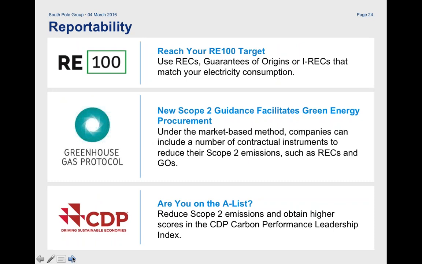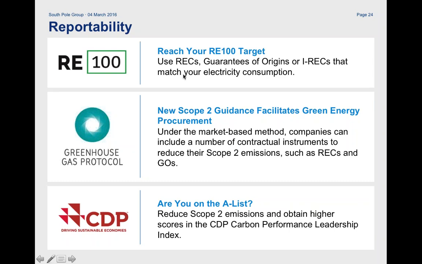And finally, once you have purchased renewable energy certificates, as well as other types of solutions, so also if you have invested in an installation or purchased a green tariff product, as well as a power purchase agreement, you would typically want to report this purchase under different sustainability frameworks. So the RE100 initiative, which I already mentioned, is definitely one of them. You can reach your RE100 target by using renewable energy certificates as well as the other types of renewable energy solutions which I mentioned earlier.